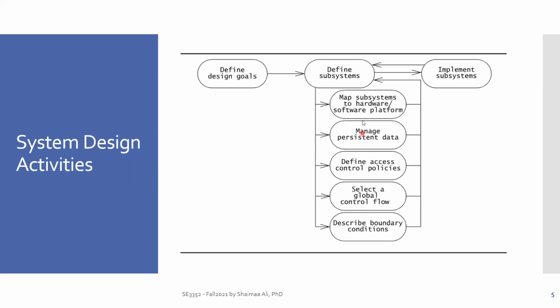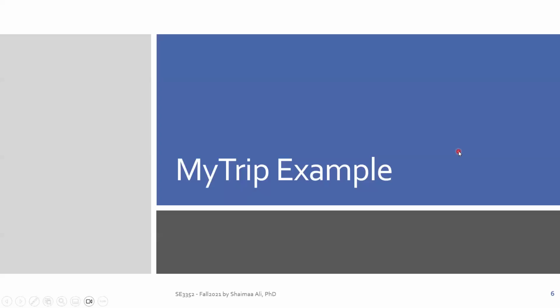Now we're going to talk about more details that are related to the subsystems. Okay, the definition. We didn't talk about defining the design goals yet. We talked about how we organize our classes into subsystems in general, but we didn't talk about design goals yet. All right, so now we're going to talk about the design goals and the activities related to defining the subsystems before we go to the implementation.